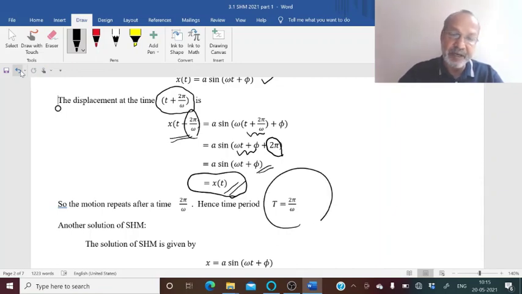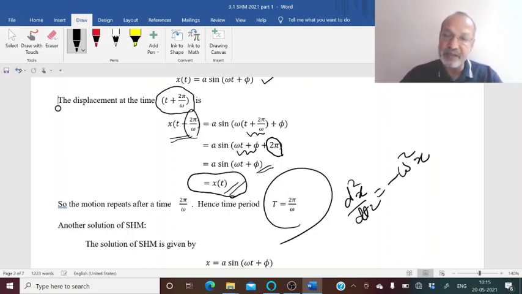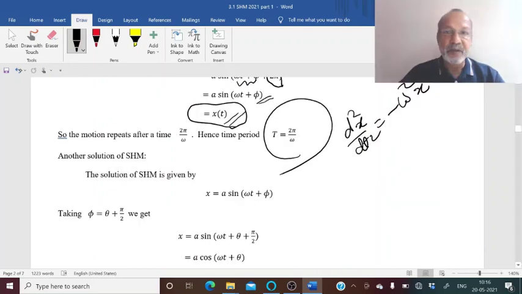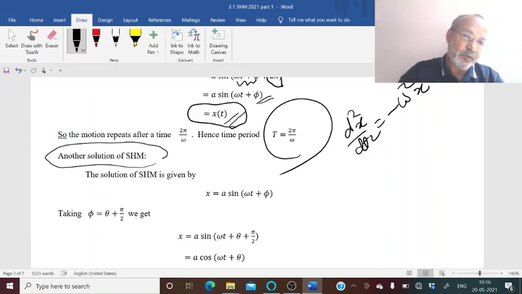Therefore time period will be 2 pi by omega, where omega is the constant appearing in the differential equation of SHM, d square x by dt square is equal to minus omega square x, which is the differential equation of SHM. Now we see another way in which we can express the simple harmonic motion.